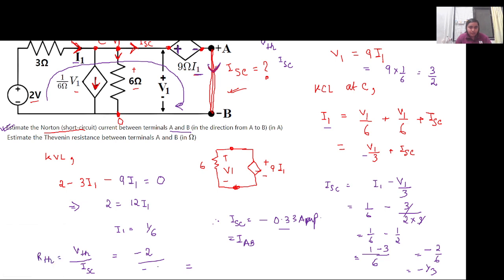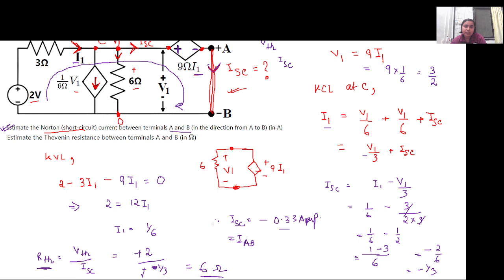Okay, minus 1 by 3. So this will be equal to 6 ohm. So the Thevenin's equivalent voltage for this circuit is 6 ohm. Is this okay with everyone? Everyone following up to this much?